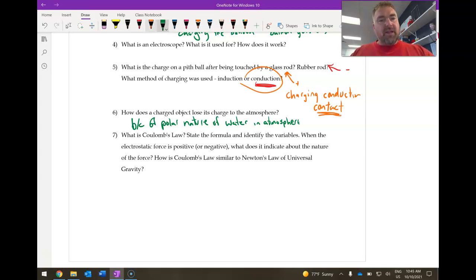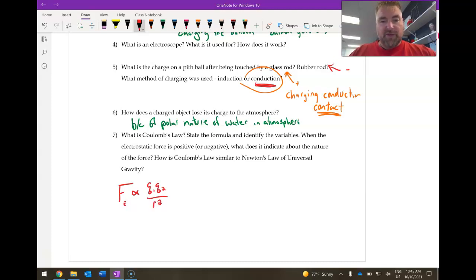All right. And our last one, what is Coulomb's Law? Coulomb's Law is the law that explains the forces between charges. Okay, if I put it as a proportionality, they talk about how the force between two electric charges, so the electric force, I'll put it as F sub E, is proportional to the product of the charges and inversely proportional to the square of the distance between them.